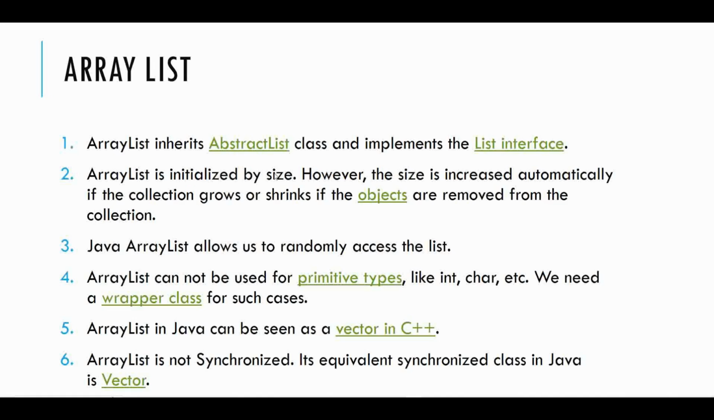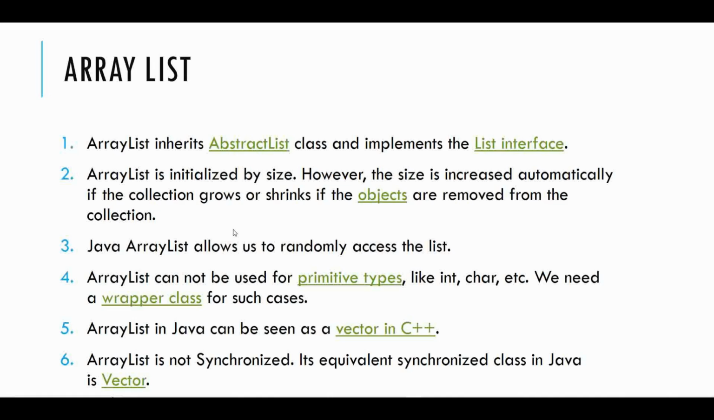So array list is initialized by giving a size. However, the size is increased automatically as the collection of objects grows or shrinks. Which means this is a dynamic array list. When we create an array, it has a fixed size, but when you create an array list, it creates the memory allocation dynamically. Okay, and if it is going to reduce, it will also dynamically reduce the size. So this is how the array list has been designed.